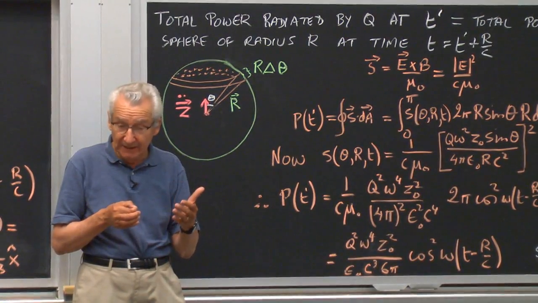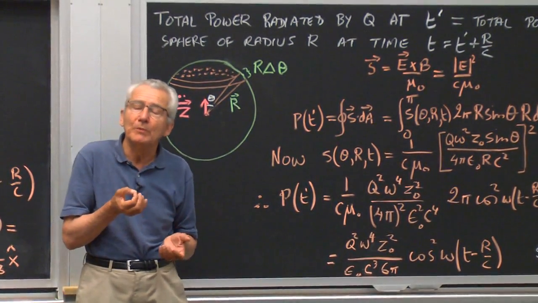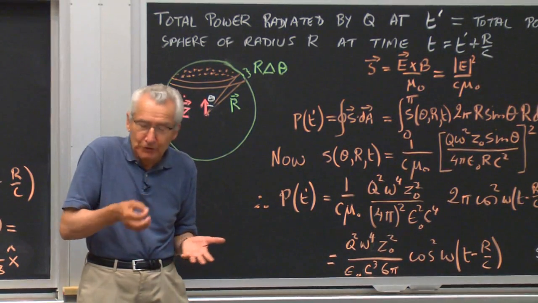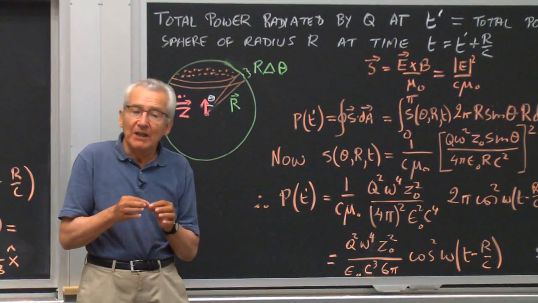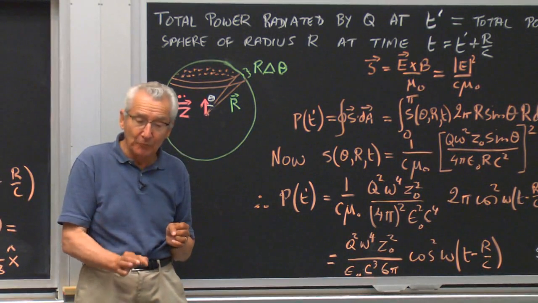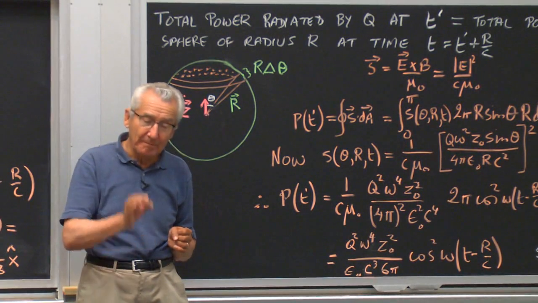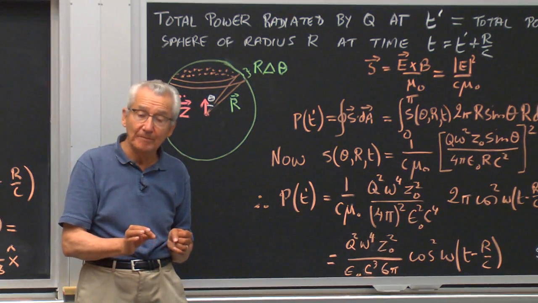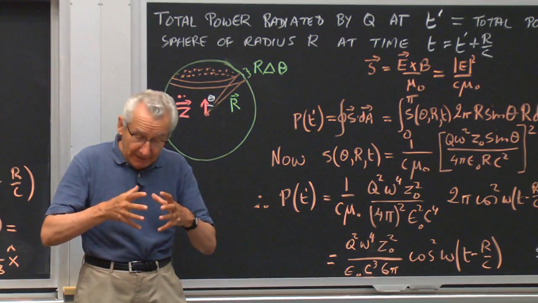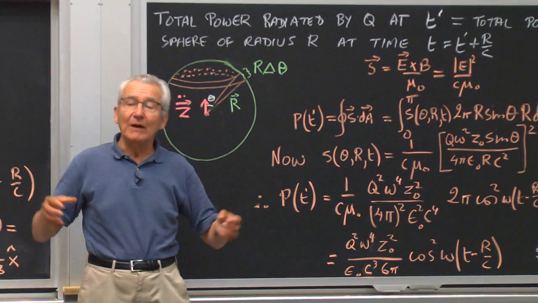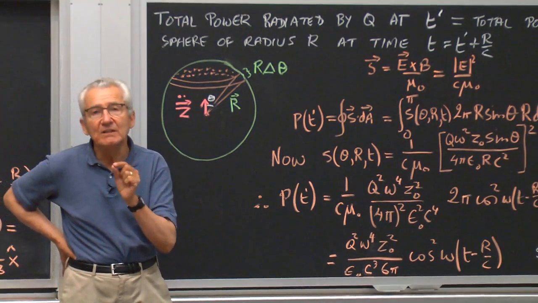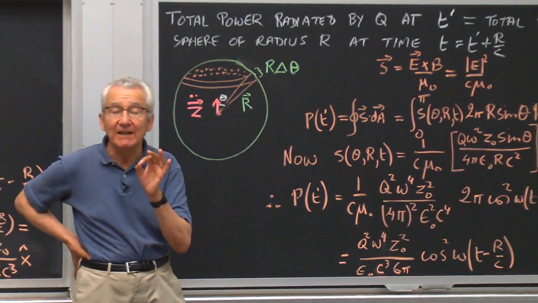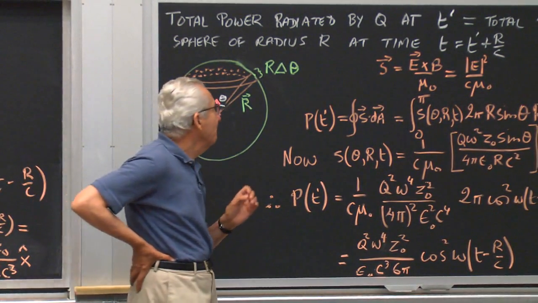If it radiates energy, of course, normally it would have to finally stop. But I'm assuming there is some mechanism which uniformly maintains the motion of this charge, the sinusoidal motion. Energy will be radiated. And I want to calculate what is the total energy radiated per second by this charge.